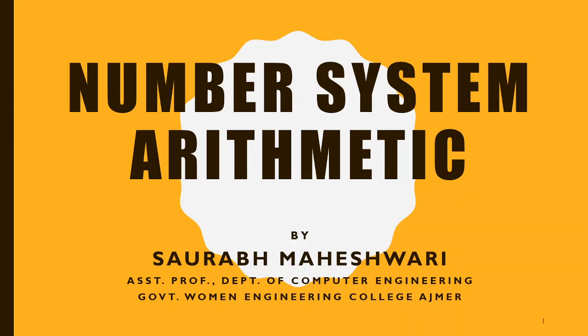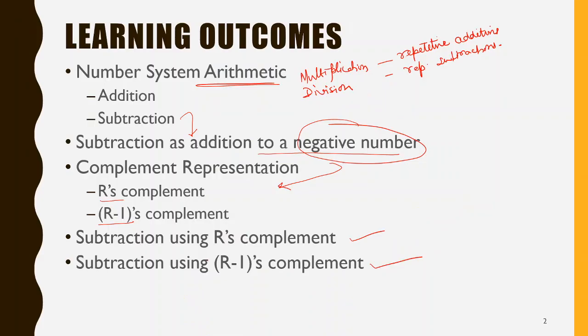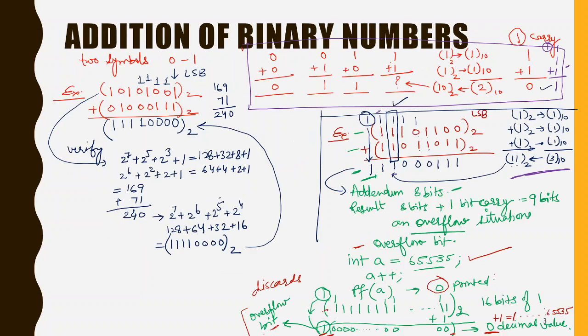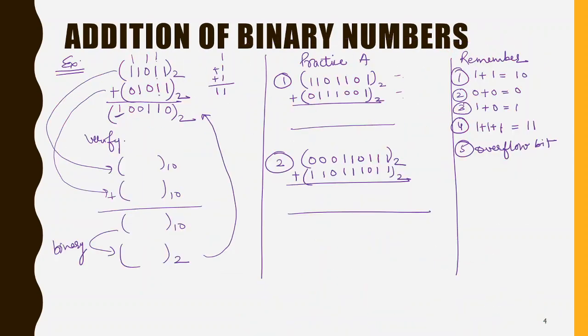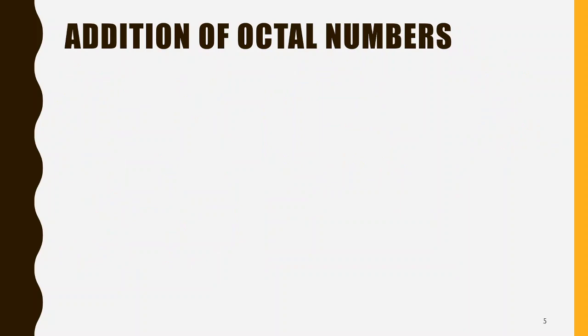The topic that we were covering was number system arithmetics, and till now we have covered addition of binary numbers, and left you with some practice questions. I believe you have completed these practice questions. Now in today's session we will start with addition of octal numbers.